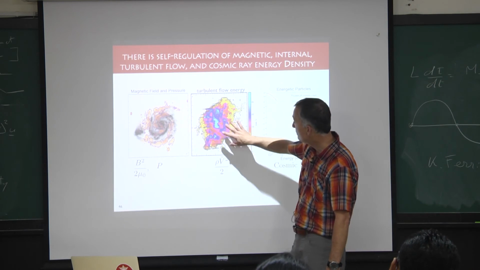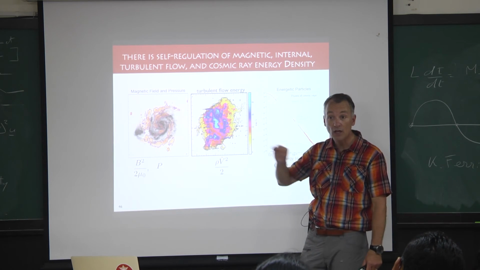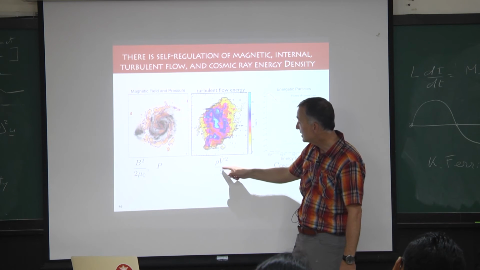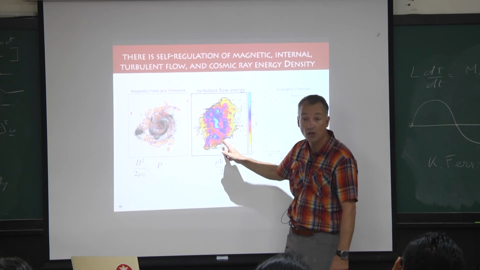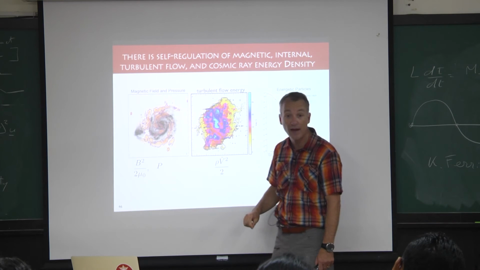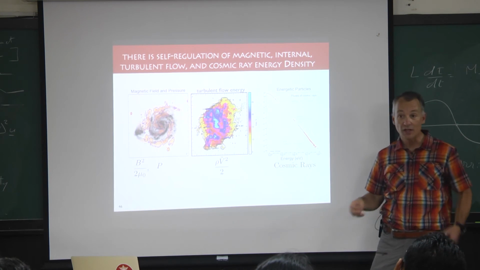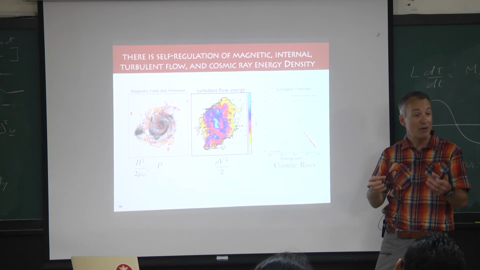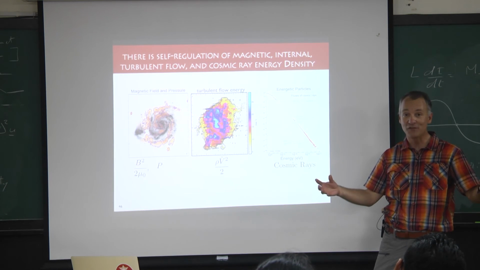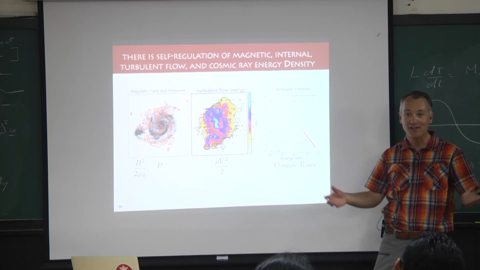At the same time, they were able to infer the local velocities. And this is in rough equipartition with the turbulent flow. These basically are the same order of magnitude. And if you look at these, they're in rough equipartition with the cosmic ray energy density. The same amount of energy density is present in all of these fields. There's something magical happening there. Okay.